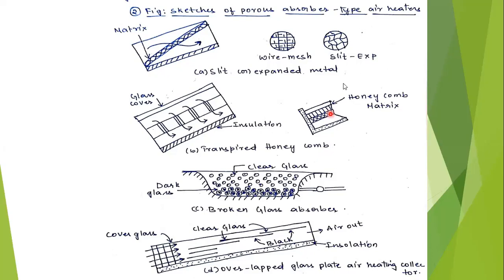A scientist called Wheeler has suggested a method for using crushed glass layers to absorb solar radiation, which heats the air. This is seen in figure C. Here broken glass absorbers are taken. The porous bed is made with broken bottles, and these broken bottles are formed in layers. In the layer type, these broken glass materials are taken. This is suggested by the scientist Wheeler.